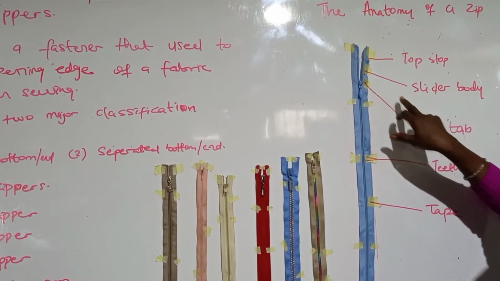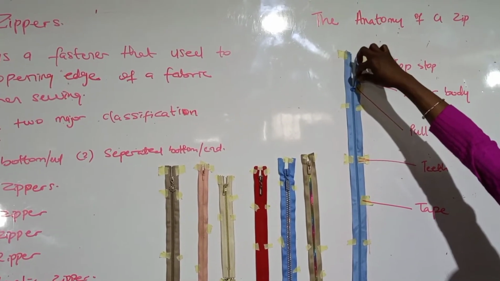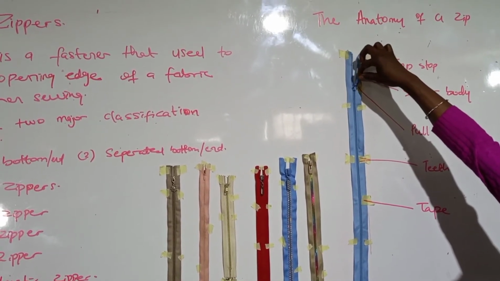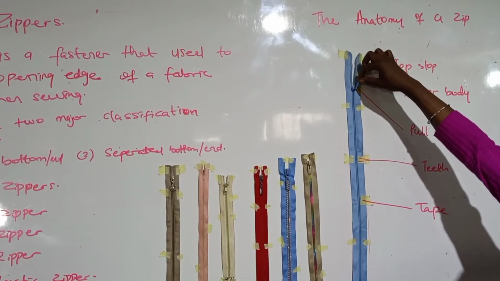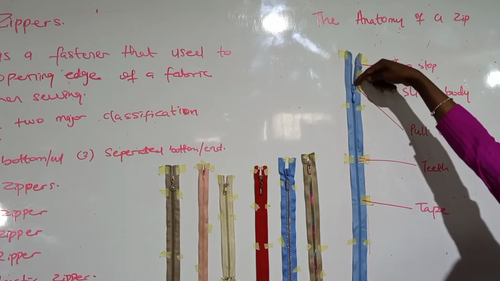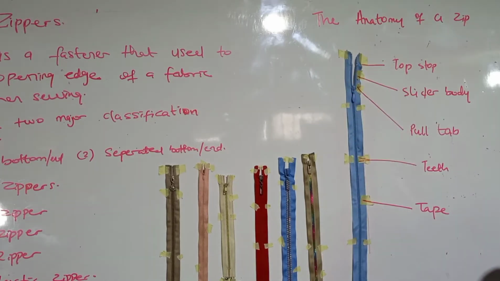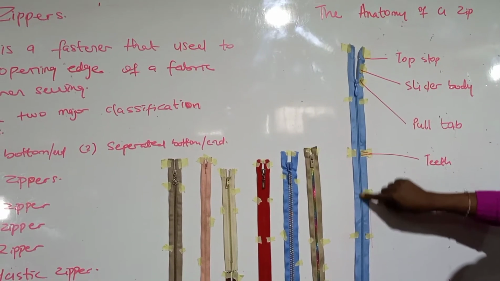That is the pull tab. Look at it. That is the pull tab. Depending on the size of the zip, it can be small, it can be large. So that is the pull tab. It is the slider body that holds the pull tab in place. Now you also have the zip teeth, the zipper teeth.